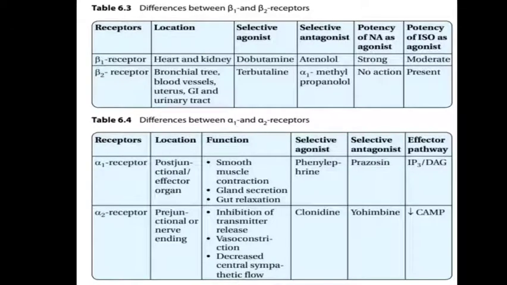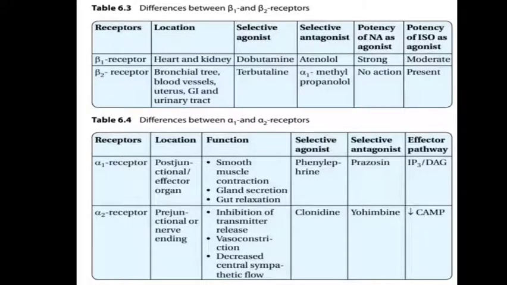Okay, here you can see in table 6.3 the differences between the beta 1 and the beta 2 receptor. In the beta 1 receptor, the location is the heart and kidney. Selective agonist is dobutamine, beta 2 selective agonist is terbutaline, beta 1 selective antagonist is atenolol, beta 2 selective antagonist is alpha-methyl propranolol.